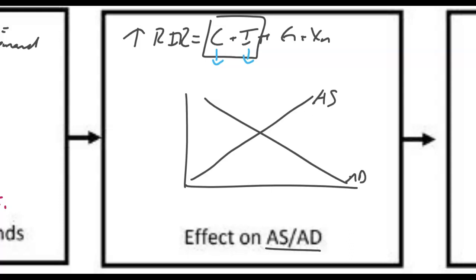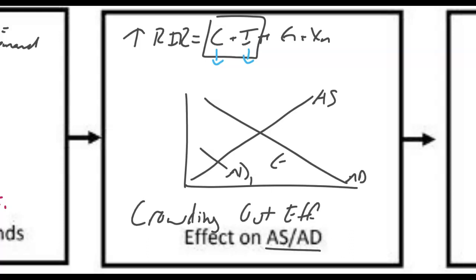So because they're borrowing less money, there's going to be a decrease in the aggregate demand. Now, this concept we're talking about is called the crowding out effect, if you want to look that up. There's a ton of stuff on that. So that's a crowding out effect.